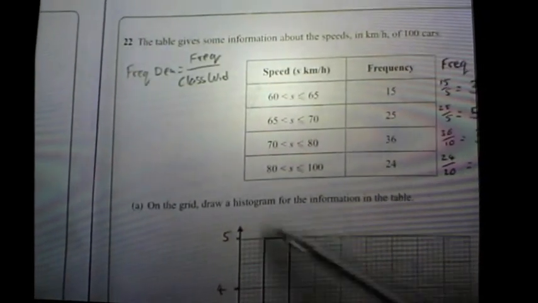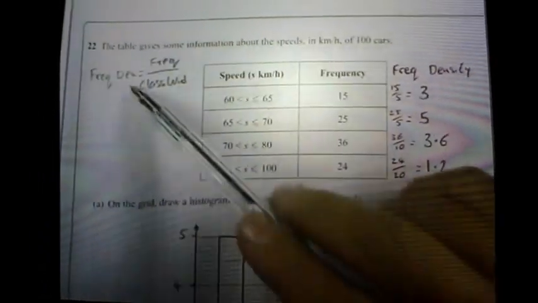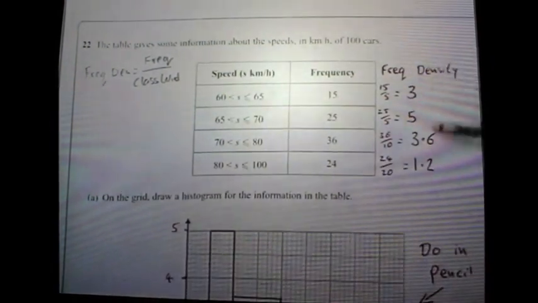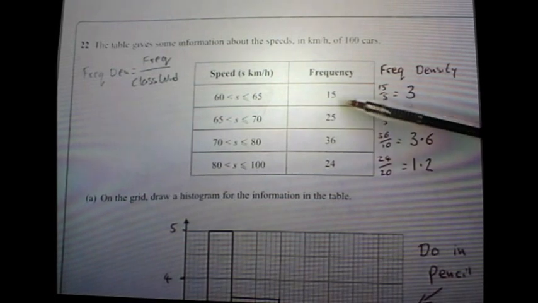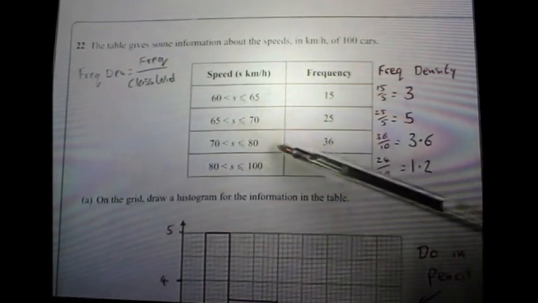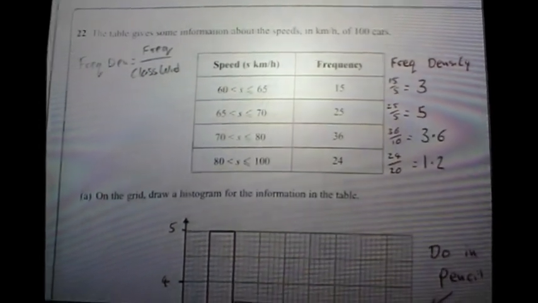Nasty question. Question 22, histograms. As soon as you see histograms here, the first thing you should be doing is writing down your formula for frequency density, which is frequency over class width. You see what I've done here, I've worked them all out. Obviously there's your frequency, your class width there is 5, 5, 10 and 20. So 5, 5, 10 and 20.